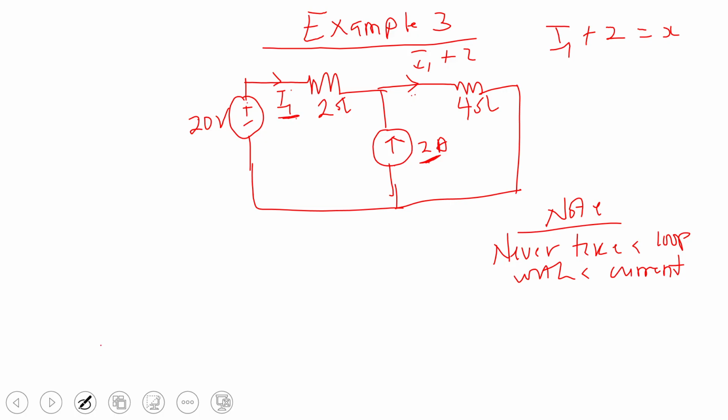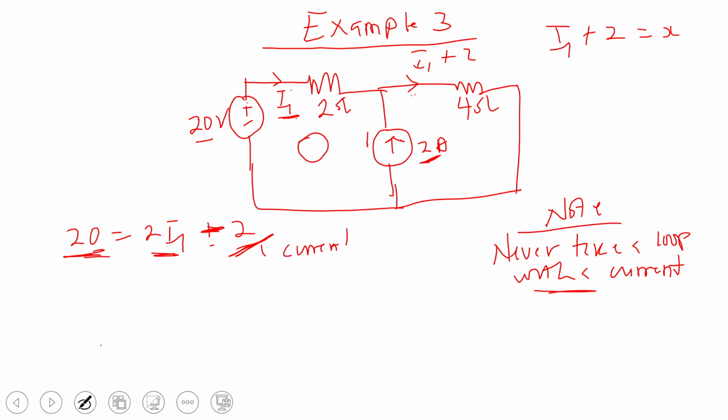Now, let's look at the situation where I say you can never take a loop with a current source. Let's try to take this loop. Here, 20 is equal to, here will become 2I1. Then what do you think will be here? Somebody will say plus or minus 2, minus 2. Now notice that this is voltage and it's equal to voltage minus a current. This is a current. So you can't say voltage is equal to voltage plus or minus a current.